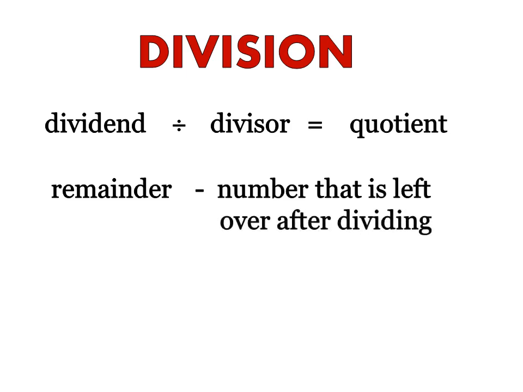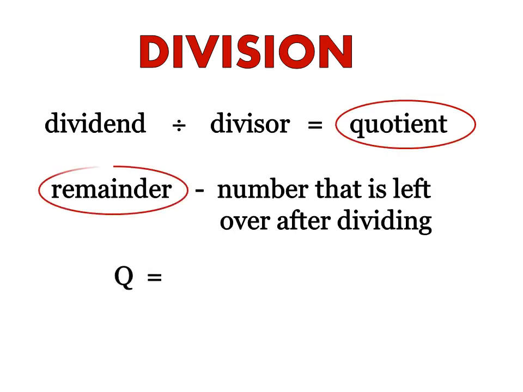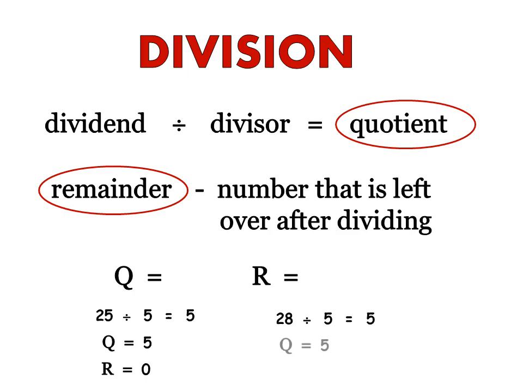So in division, you will always have two answers, the quotient written as Q and the remainder written as R. Okay? For example, when you divide 25 by 5, you get the answer 5 without a remainder. So Q is equal to 5 and R is equal to 0. But when you divide 28 by 5, the answer is 5 with 3 left over. So Q is 5 and R is equal to 3.